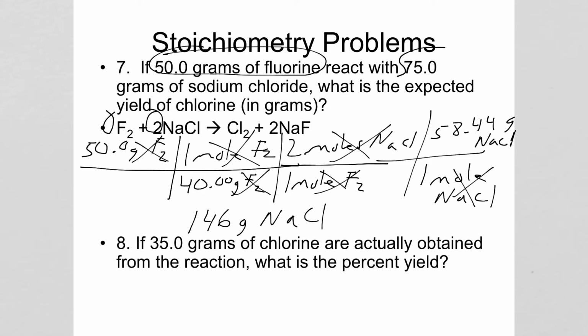So for 50 grams of fluorine, we need 146 grams of sodium chloride to go with that, for them to be in what we call stoichiometric proportions. If we had 50 grams of fluorine and 146 grams of sodium chloride, they would react completely and none of either chemical would be left over. We don't have that. We need 146 grams of sodium chloride, but the problem states that we only have 75. That tells us that sodium chloride is our limiting reactant.